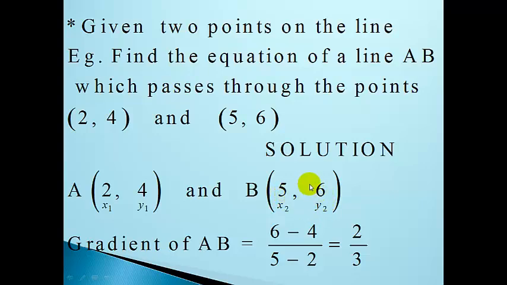So we first have to find the gradient before the equation. Now gradient of AB, we know that gradient is given by y2 minus y1 over x2 minus x1. Now y2 is 6 and y1 is 4. So we have 6 minus 4 divided by x2 minus x1, that is 5 minus 2. Now 6 minus 4 is equal to 2, and 5 minus 2 is equal to 3. That means that the gradient of AB is equal to 2/3. The gradient of the line joining AB is equal to 2/3.